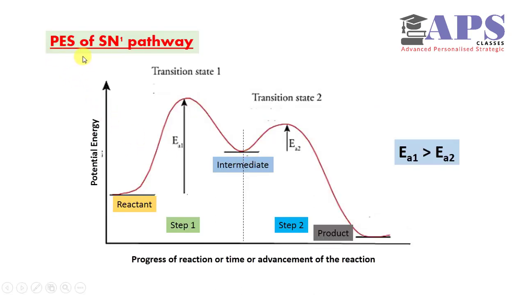This is the potential energy surface of SN1 reaction, where we have plotted potential energy on the y-axis and progress of reaction, or time, or advancement of the reaction on the x-axis. As we know that SN1 reaction is a two-step process, the left half represents step 1 and the right half represents step 2. Here we have shown the potential energy of the reactant, the intermediate carbocation, and the potential energy of the product. As step 1 is the RDS, the activation energy of step 1 is higher compared to the activation energy of step 2.